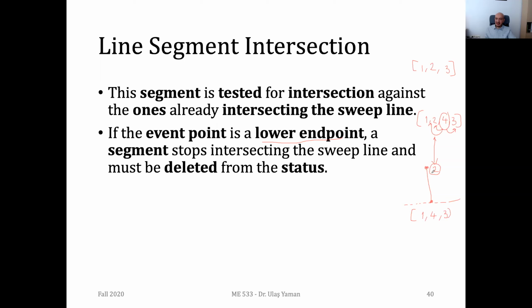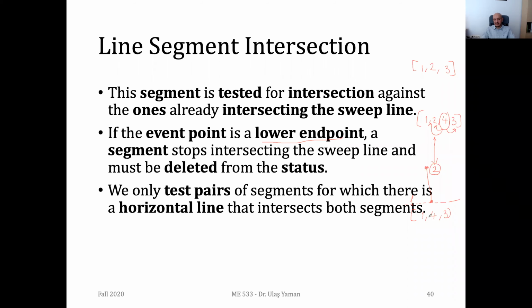If this is the second line segment, and our sweeping line is right at its lower end point, then we should be removing this line segment from our status data structure. So this is what we do. If you remove the second one, then we are left with 1, 4, and 3, which means that again our status is updated and we need to do some more checks.